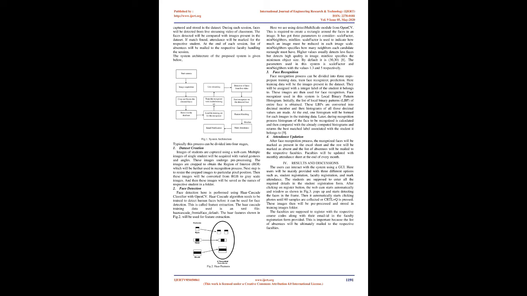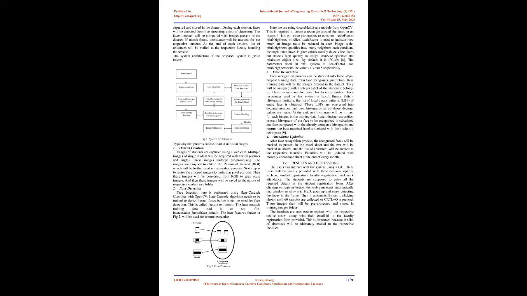2. Face detection. Face detection here is performed using the Haar-Cascade classifier with OpenCV. The Haar-Cascade algorithm needs to be trained to detect human faces before it can be used for face detection. This is called feature extraction. The Haar-Cascade training data used is an XML file, Haar-Cascade_frontal_face_default. The Haar features shown in Fig.2 will be used for feature extraction. Here we are using the DetectMultiScale module from OpenCV. This is required to create a rectangle around the faces in an image.